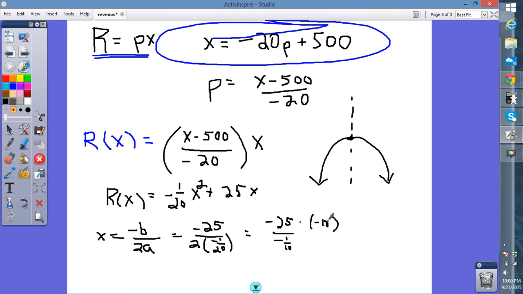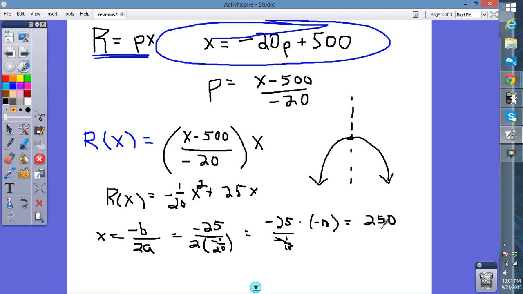Again, excuse my writing here, I'm not the best mouse writer. Okay, so you have a negative times a negative. You're going to get a positive 250. So when you've sold 250 items, that looks like that's when your revenue is maximized.